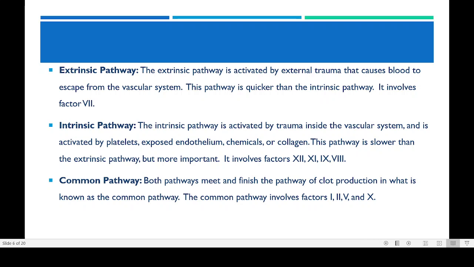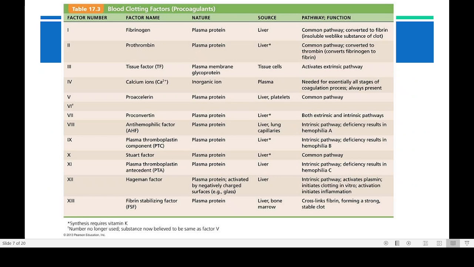So normally the intrinsic pathway will be activated when some kind of internal injury takes place inside your artery or inside your blood vessel. The peculiarity is that it is much slower than the extrinsic pathway. This is faster and this is slower. Here are the proteins: clotting factor 12, clotting factor 11, clotting factor 9 and clotting factor 8. These clotting factors are involved only in the intrinsic pathway, whereas clotting factor 7 is involved only in the extrinsic pathway. Now here I will show you one picture.